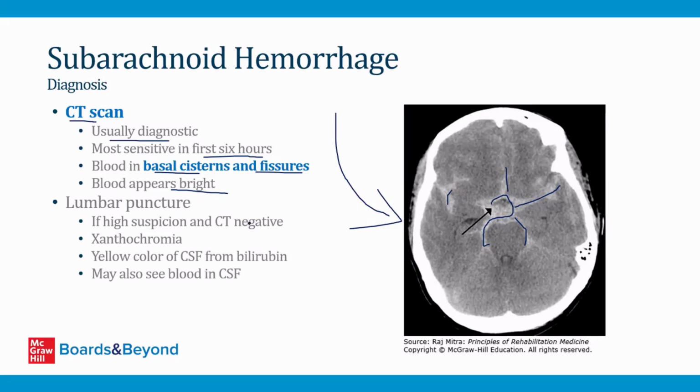You can also make a diagnosis of subarachnoid hemorrhage by lumbar puncture, although we don't always have to do this. This is usually done when there's a high suspicion for one of these hemorrhages, but the CT scan is negative. And what you will see on lumbar puncture is called xanthochromia. This refers to a yellow color to the cerebrospinal fluid, and it's caused by the presence of bilirubin, which comes from the breakdown of hemoglobin, which is in the CSF because there's bleeding. You can also sometimes see blood cells directly in the CSF. So in cases where the patient presents beyond 6 hours and the CT scan is negative, but you have a high suspicion for subarachnoid hemorrhage, lumbar puncture is often done.